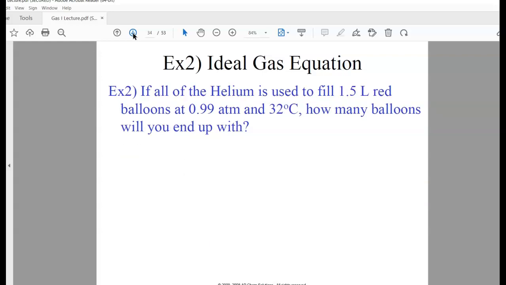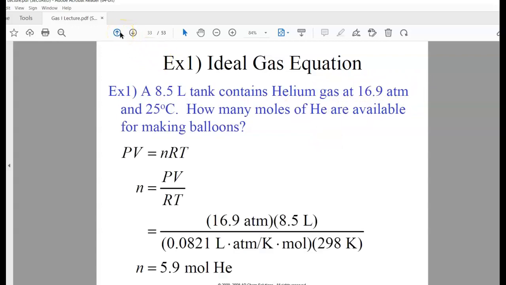It says if all of the helium is used to fill 1.5 liter red balloons at 0.99 atmospheres and 32 degrees C, how many balloons will you end up with? Well, how might you approach this? We've got a temperature, we've got a pressure, and we've got a volume. Well, first of all, let's go back for a minute. We've got our moles of helium.